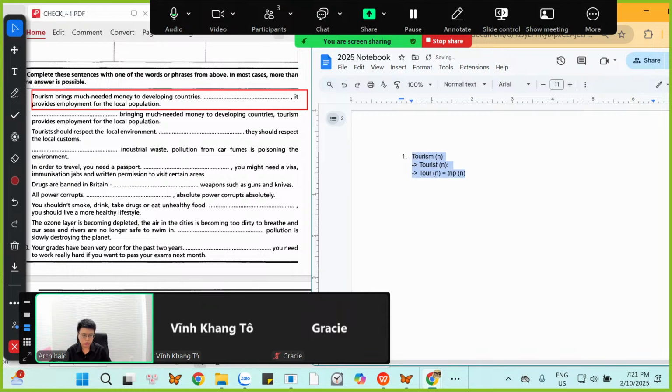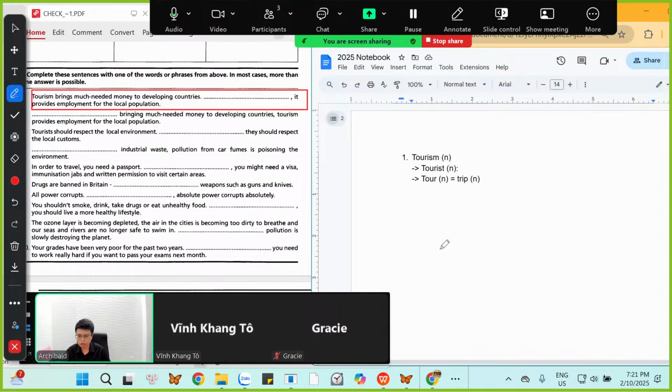Alright, so tourism, trip, tour, something like this. Look at this word. They say that tourism brings much needed money to developing countries. To developing countries. Okay, can you show me why do they say so?